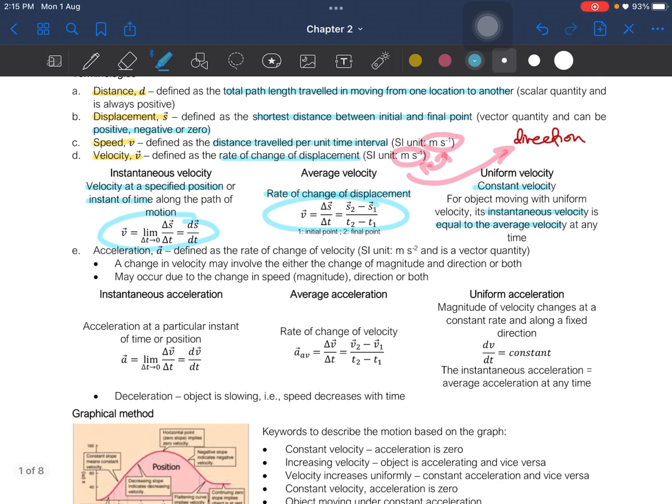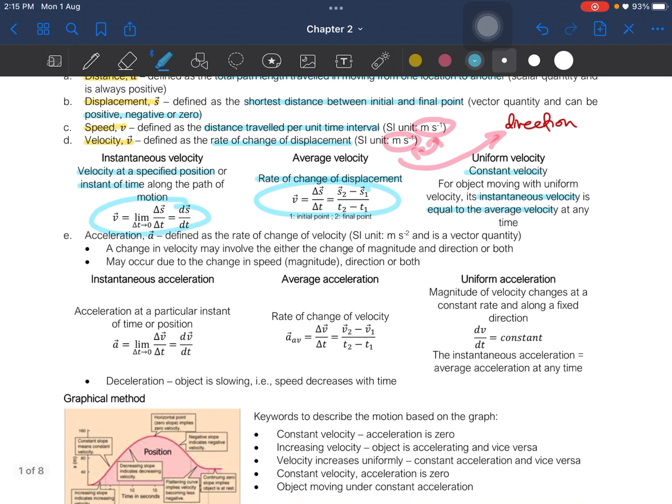Now let's look at acceleration. Acceleration is defined as the rate of change of velocity, and it has the SI unit of meter per second squared, and it is a vector quantity. So it has direction. Please note that a change in velocity can involve either a change of magnitude or direction or both. So if the statement tells us there's a change in velocity, it can be the magnitude or the direction or both. Acceleration may occur due to the change in speed or direction or both.